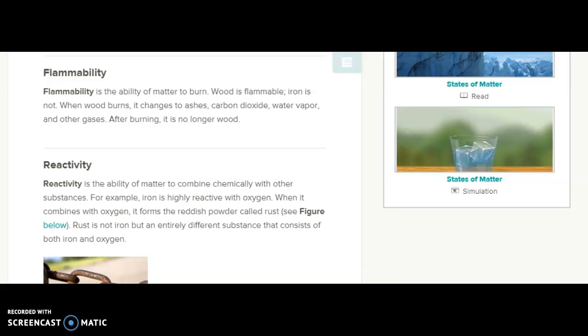Reactivity. Reactivity is the ability of matter to combine chemically with other substances. For example, iron is highly reactive with oxygen. When it combines with oxygen, it forms a reddish powder called rust. See the figure below. Rust is not iron, but an entirely different substance that consists of both iron and oxygen.